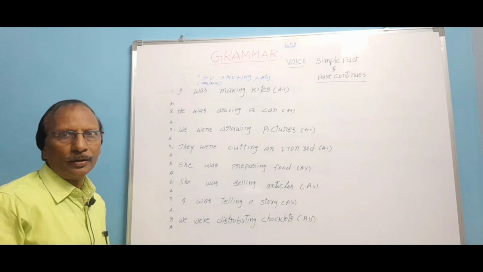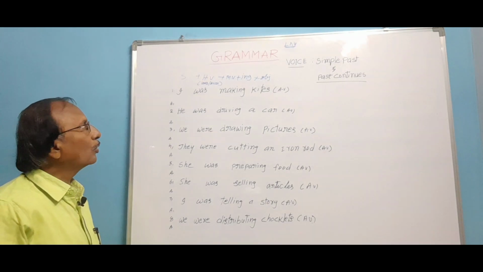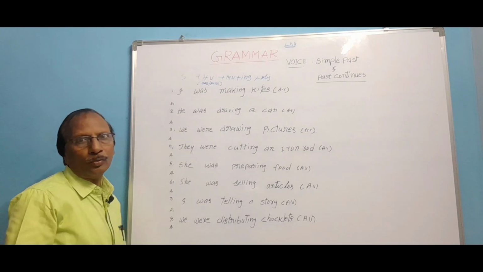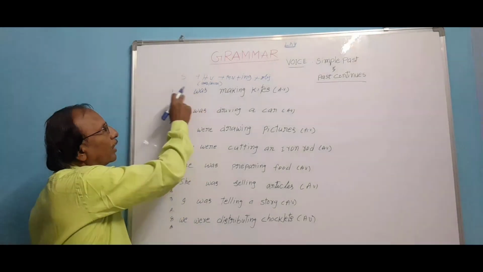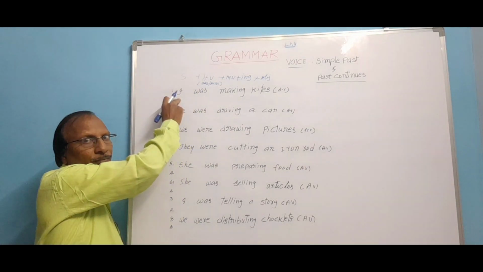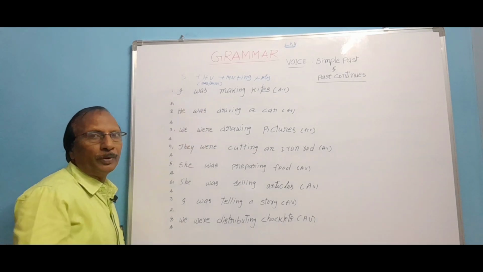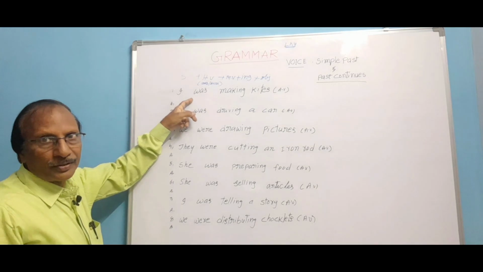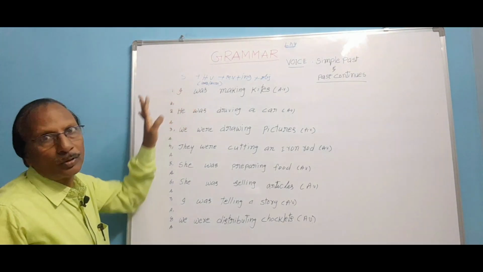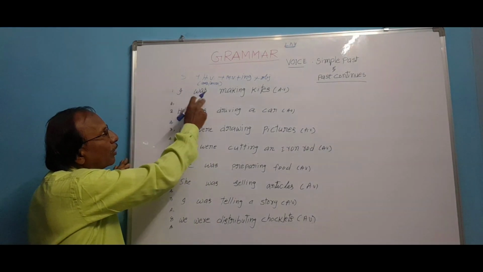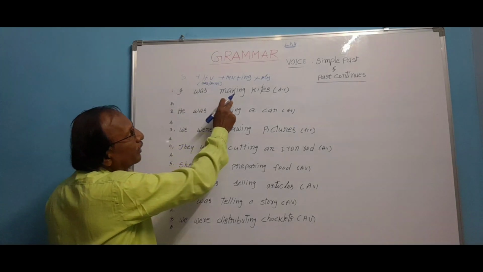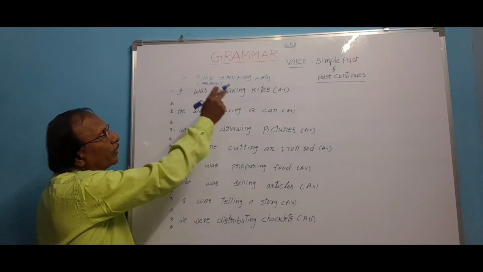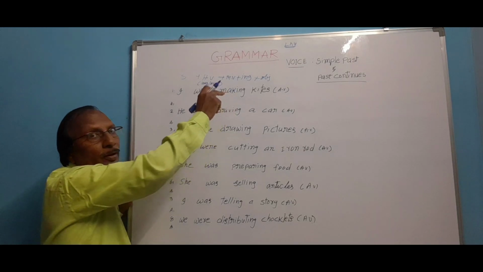If it is a singular subject, we use was. If it is plural, were. For I, whether it is first person, second person or third person, first person or third person, we have to use was only. I was making kites. I is the subject, was is the helping verb, and then the main verb make.